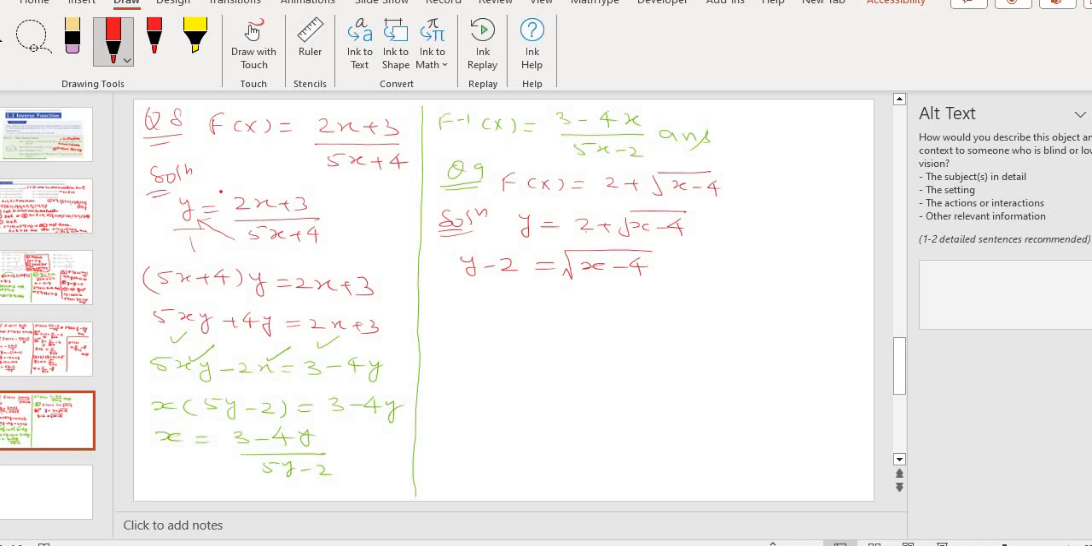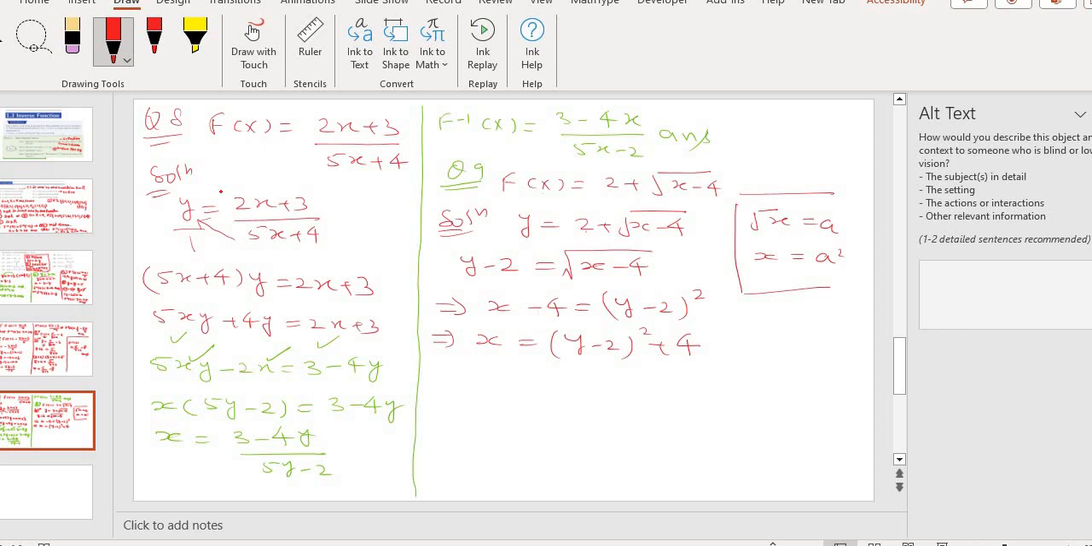Because it is a square root, we can write x minus 4 is equal to (y - 2) whole squared. There is one rule that if square root of x is equal to a, then x is a squared. If you remove the square root, then the square comes. So the solution for x is (y - 2) whole squared plus 4. Now this is the value, or solve for x.